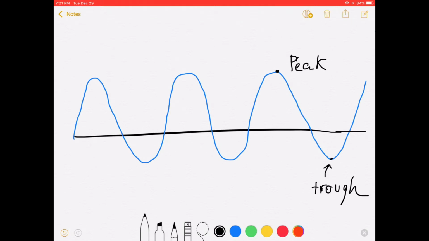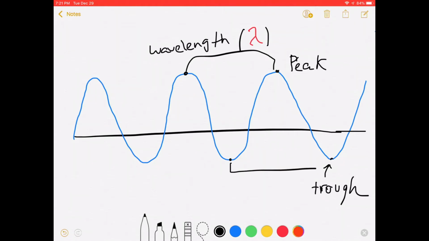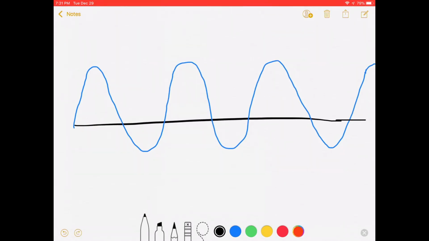T-R-O-U-G-H. The distance between one peak to another peak is called the wavelength. The wavelength is also sometimes represented by the Greek symbol lambda, which looks something like that. Wavelength also applies to the distance between trough to trough points of a wave as well. A wavelength can occur at any part of a wave, not just at peaks and not just at troughs.